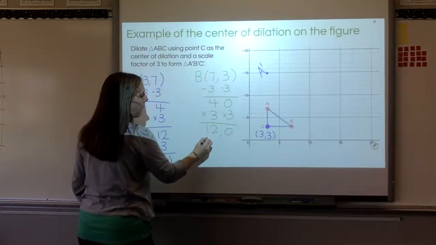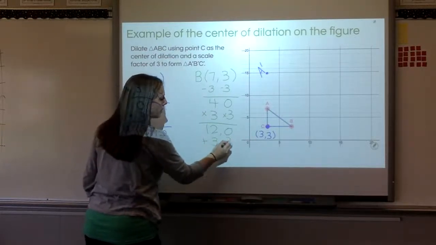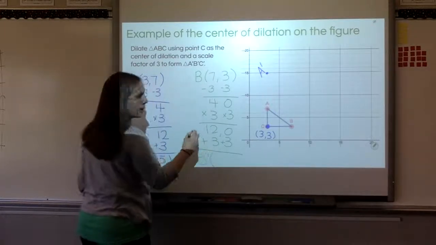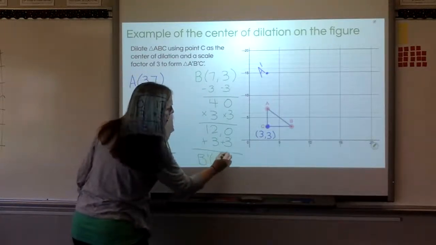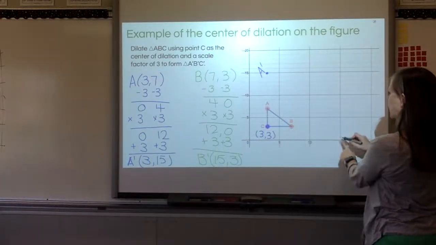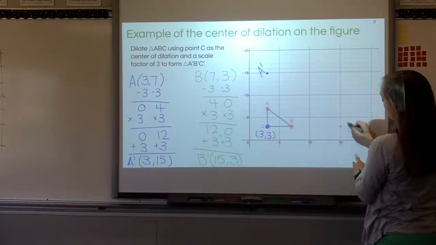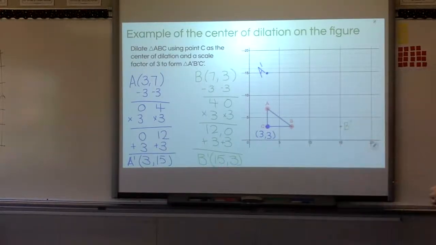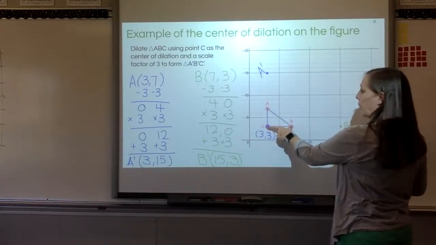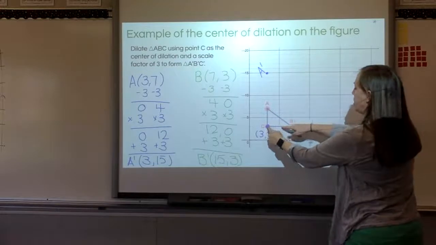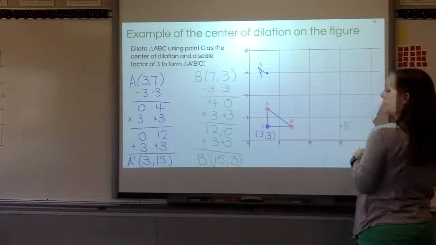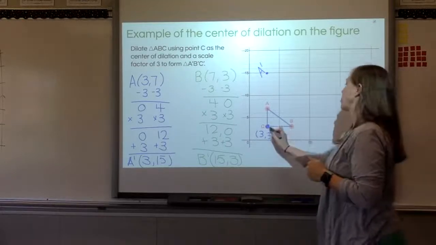I have to add that back to my point of dilation to find that B prime, my dilated point, is going to be at 15, 3. So over here, I'm going to go, point B is 15, 3. So there's B prime. The other way I can think about this is looking here. This is a distance of 4. I'm going to continue on that same line. A distance of 8 would be a scale factor of 2. A distance of 12 gives me that scale factor of 3.